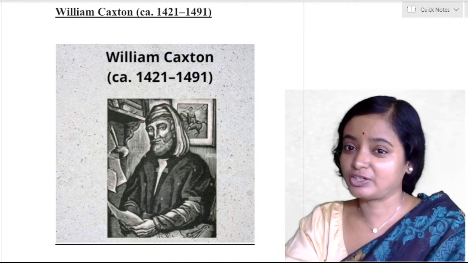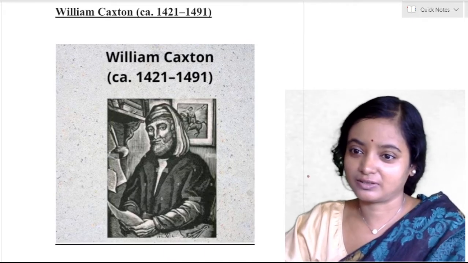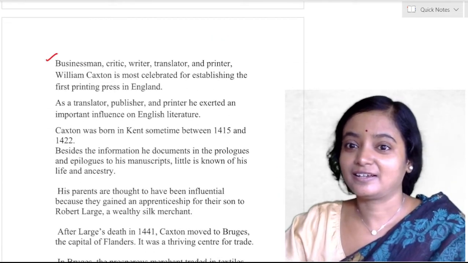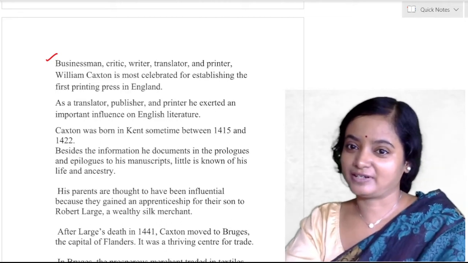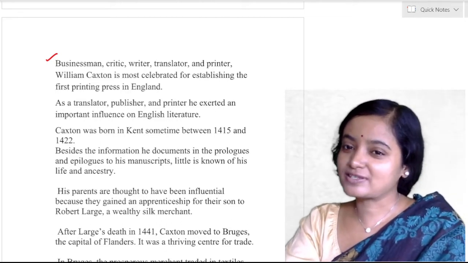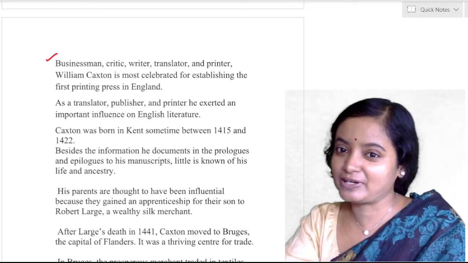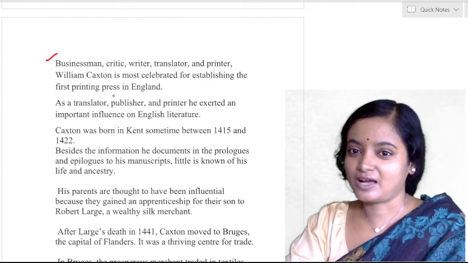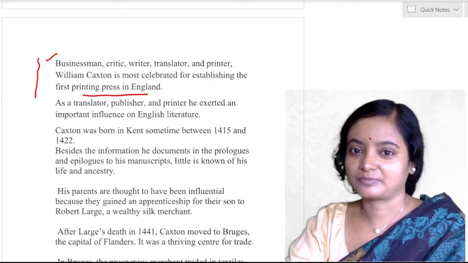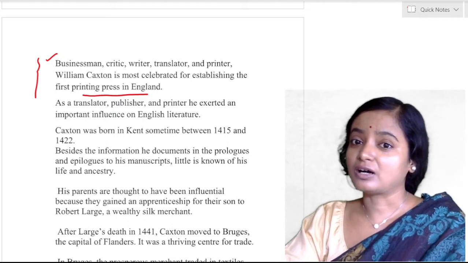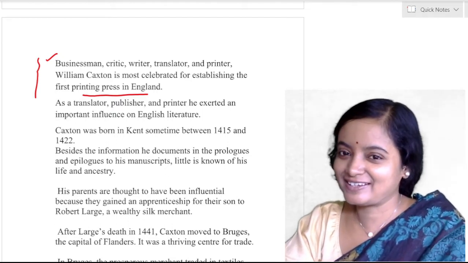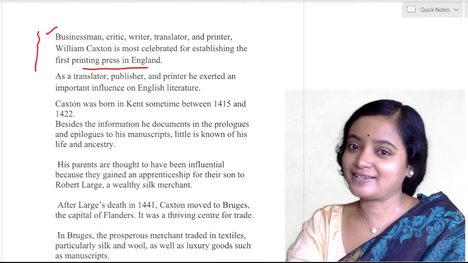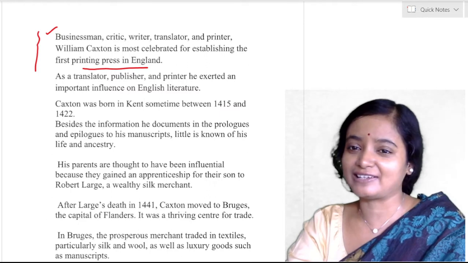William Caxton, 1421 to 1491. Now he was a businessman, critic, writer, translator and printer. William Caxton is most celebrated for establishing the first printing press in England. In the English Renaissance, we talked about this in detail: the role of the printing press in accelerating the growth of the Renaissance. Now, as a translator, publisher and printer, he exerted an important influence on English literature.